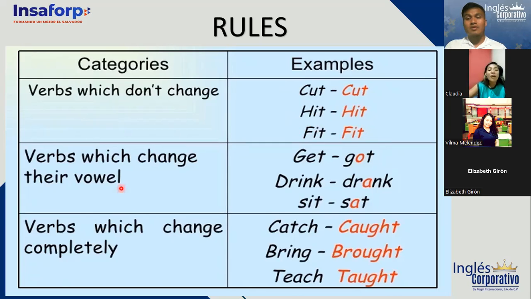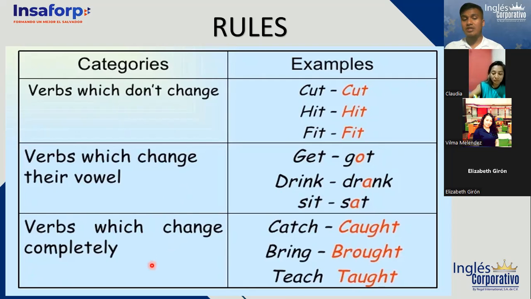Okay? All right. So now let's move on to category number two. In category number two, it says that there are some verbs that only change one vowel. We already saw some examples before, but we will go with other ones. We see get in present, got in past, drink in present, drunk in past, sit in present, sat in past. So category number two talks about verbs that only change one vowel. That's it.